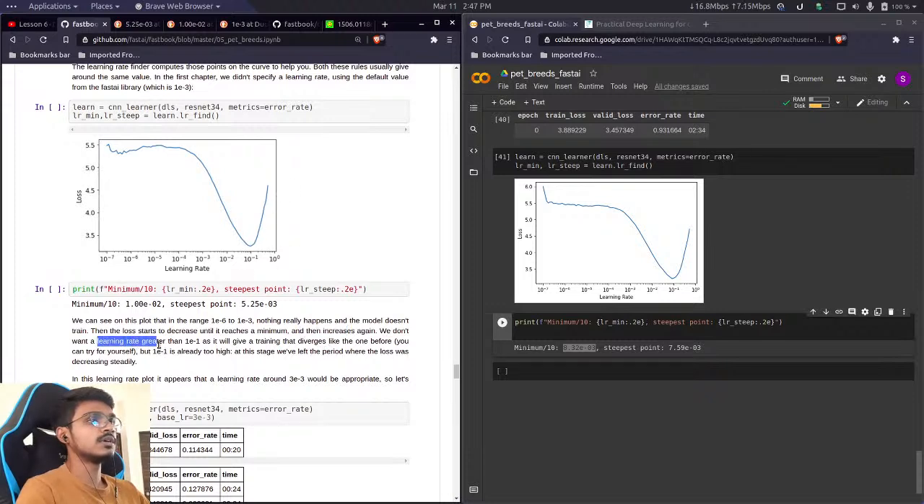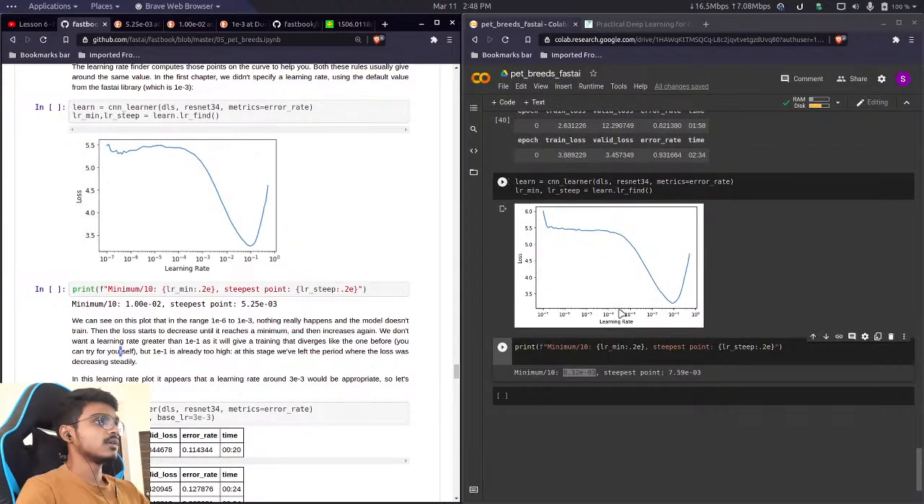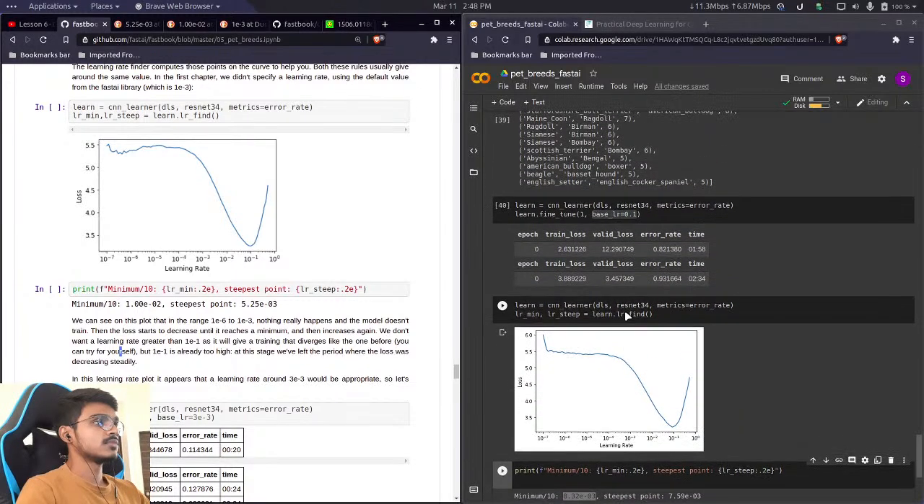We don't want a learning rate greater than 10 raised to minus 1. We don't want this learning rate because our model gets worse if we choose something from this range, as it will give a training that diverges like the one before. You can try for yourself. We tried 0.1, so it lies over here.